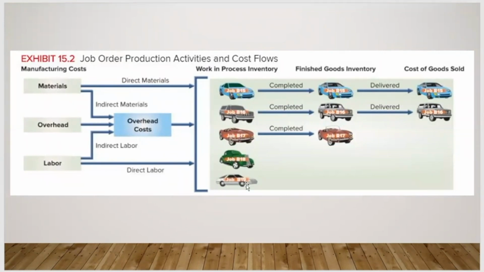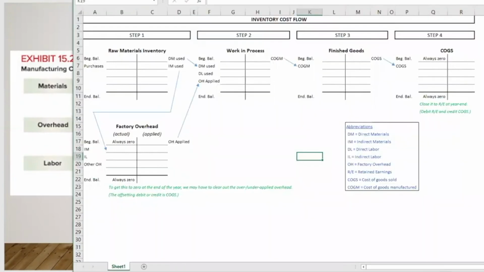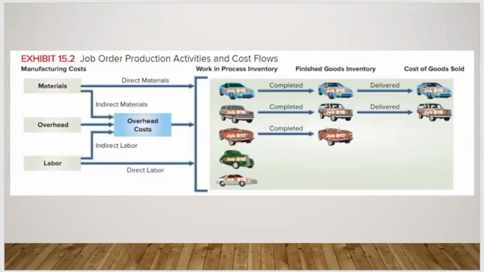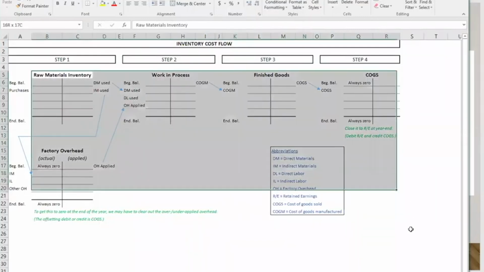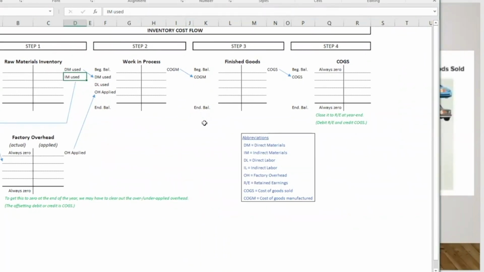And then, as jobs are completed, we would move them from the work in process T account over into the finished goods T account. And then once they're sold, they would be funneled into the cost of goods sold T account, which means we don't have them anymore. They have been sold to customers. And if you recall, we're still going to use this diagram here a lot. So be sure you have that handy. It's on your Unit 1 study guide.